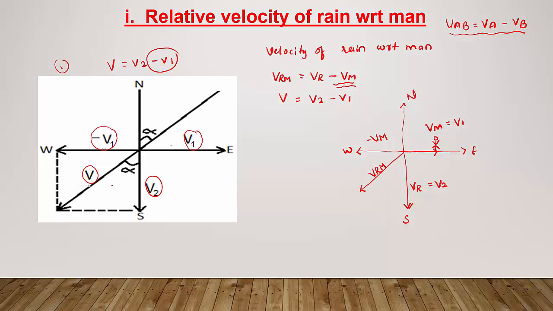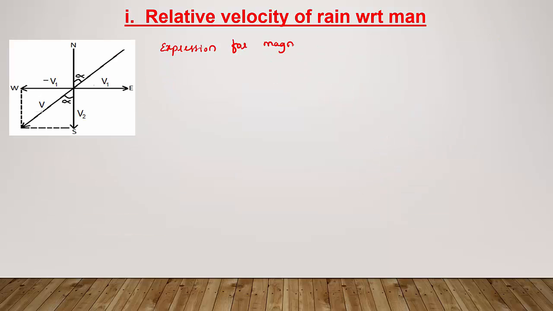Now here you can observe the angle alpha. Alpha is made by V with the vertical direction. Alpha is the angle between the resultant velocity and the velocity of the rain. That is, the vertical direction V2 and the resultant velocity V give alpha. Now I am going to find the magnitude of the resultant velocity as well as its direction. First, the expression for the magnitude of the resultant velocity.